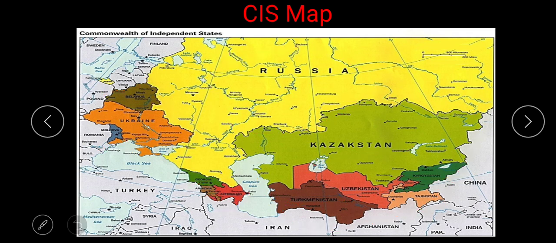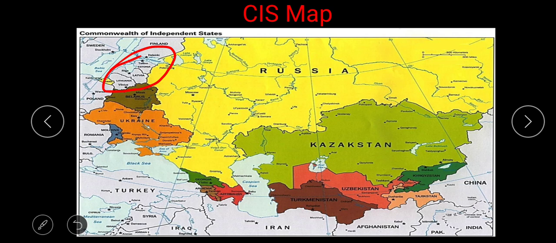Now I will tell you which countries were not part of the CIS, this political organization. After getting independence, these nation states were free to join either the CIS or NATO. It was up to them. That is why these 3 Baltic states did not join the Commonwealth of Independent States. Why? Because they were more Europeanized. They found it quite good for them to join NATO or the European bloc. So that is why they have not joined the CIS.